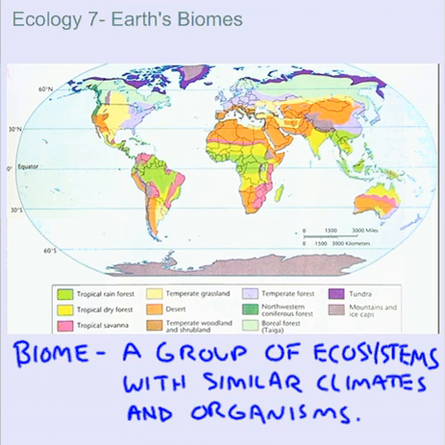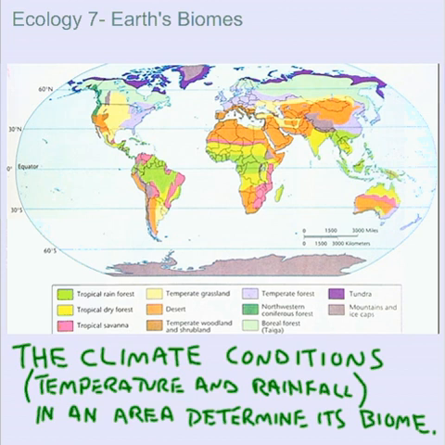That would be the temperature and rainfall, which is going to determine what kind of plants can grow there, what's going to be the dominant type of tree and plant that you would find there. And the certain kinds of trees and plants that you have is going to dictate what kind of animals are going to live there. Each biome will have a unique set of dominant plants and dominant wildlife. It's the climate conditions, the temperature and the rainfall, that determine what the biome is going to be in a certain area.